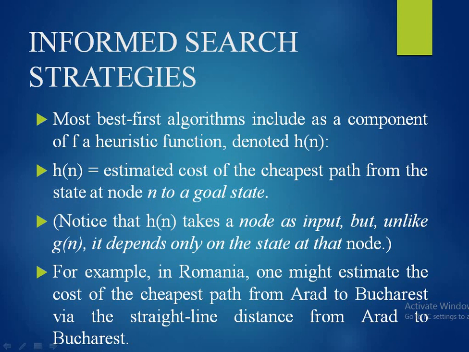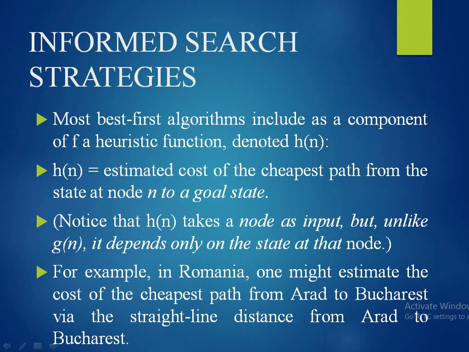What is h of n here? H of n is nothing but the estimated cost of the cheapest path from the state at node n to the goal state. So it is the estimated cost of the cheapest path which starts from node n and reaches the goal state. Notice here that h of n takes a node as input, but unlike g of n, it depends only on the state at that node.